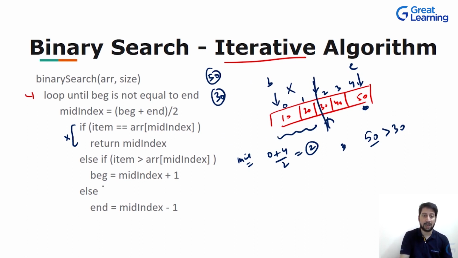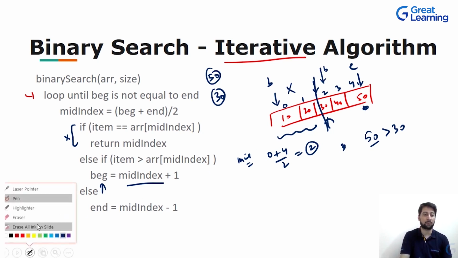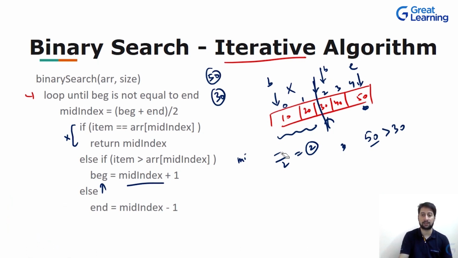So that is why our new beginning is updated. It will be middle index plus 1, that is, middle index was 2 plus 1, this will be our new beginning. So we have smartly skipped the half portion of the array. So now let's run all of these things, and now let's see what happens in the next iteration.